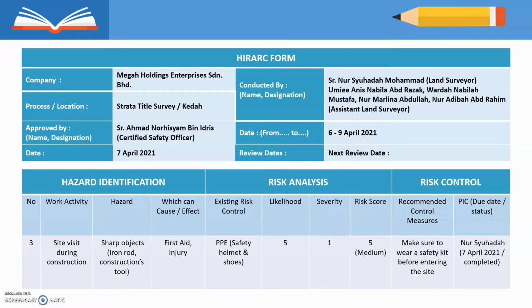For the risk analysis, the likelihood is most likely to occur, but the severity is negligible. So the risk score is 5, which is medium. The recommended risk control measure is to make sure to wear a safety kit before entering the site to avoid an incident occurring.